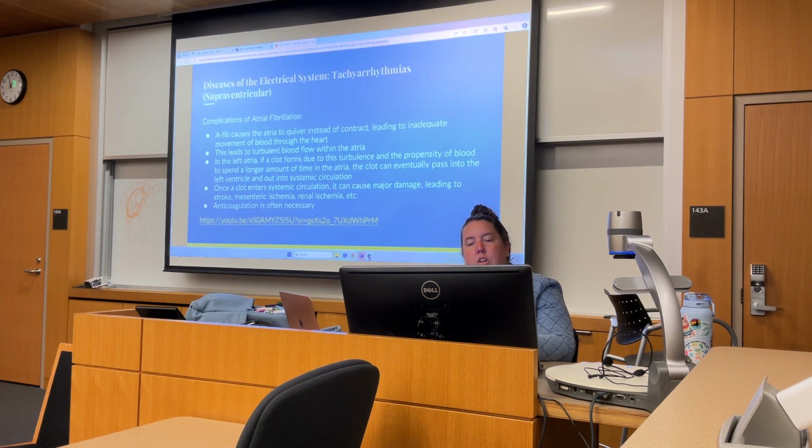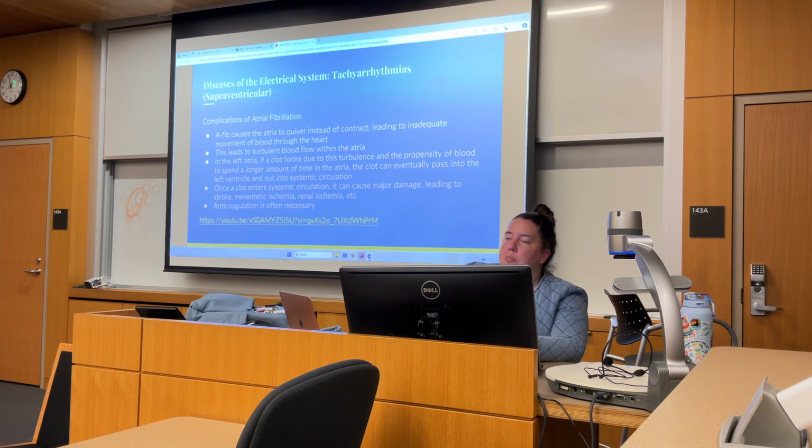All right, so complications of atrial fibrillation. AFib causes the atria to quiver instead of contract, leading to inadequate movement of blood through the heart. This leads to turbulent blood flow within the atria. In the left atria, if a clot forms due to this turbulence and the propensity of blood to spend a longer amount of time in the atria, the clot can eventually pass into the left ventricle and out into systemic circulation. So you're up in the left atria and they're just quivering, okay? They're not squeezing blood into the ventricle like you want them to.